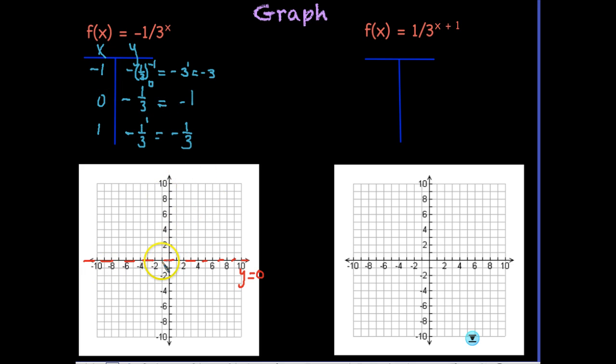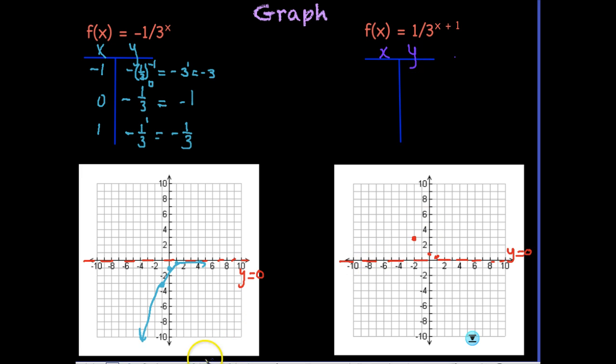Graphing these points, we get negative 1, negative 3; 0, negative 1; and 1, negative 1/3. Look where this graph is. This graph is now below the asymptote because there's a reflection. Instead of being up above, decaying, we are now down below. It reflected over the x-axis. Let's sketch our final graph.